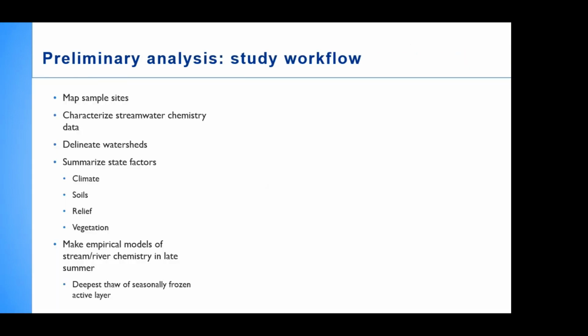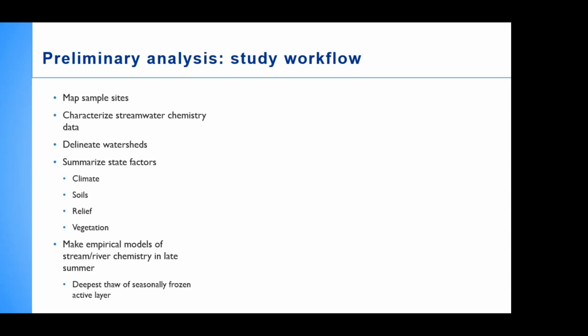All right, so I just want to share a little bit of the preliminary analysis. This is the workflow that we came up with. I had some partners at different universities, and I think also the National Park Service and the USGS. So we wanted to map the sample sites and characterize the stream water chemistry data that we had in hand, and then use GIS to delineate the watersheds, summarize state factors, ultimately to make empirical models of stream and river chemistry in the late summer.